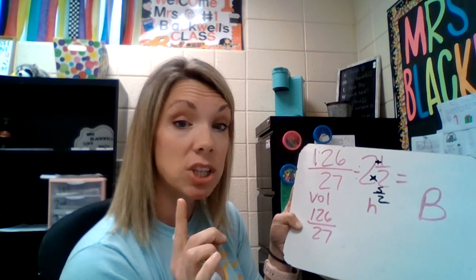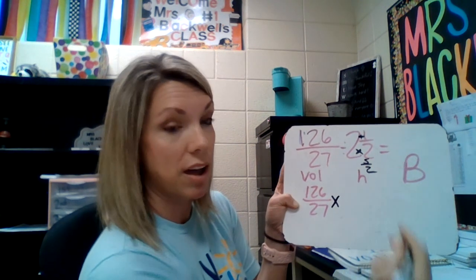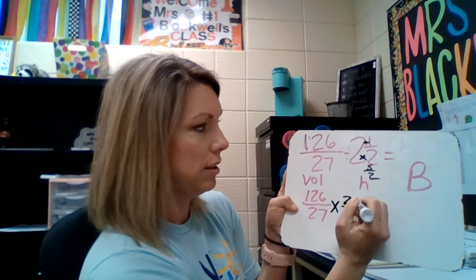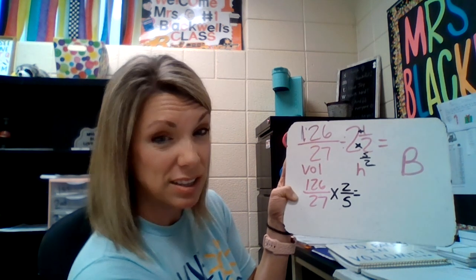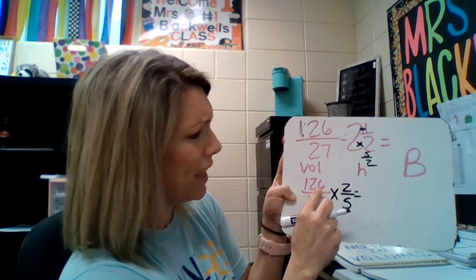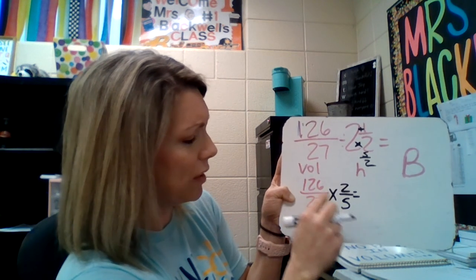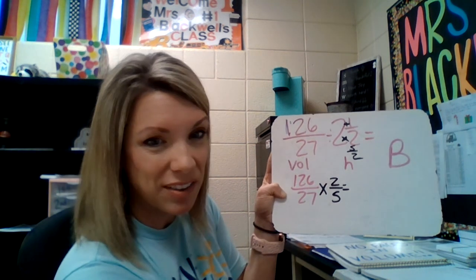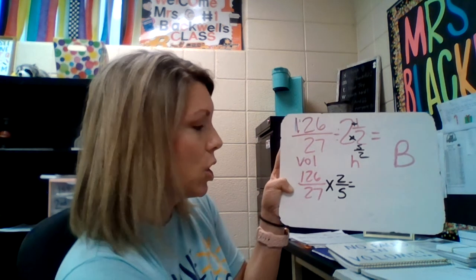How do you divide fractions? Keep, flip, change. So we're going to change to multiplication, flip our 5 over 2 to 2 over 5. And then we're going to have to simplify. This is not very fancy, not very nice, because look, we have nothing that we can simplify on the butterfly method with 126 and 5, and nothing we can simplify with 2 and 27. So we're just going to have to do that hard work.